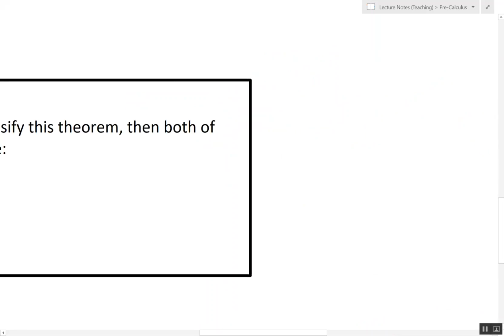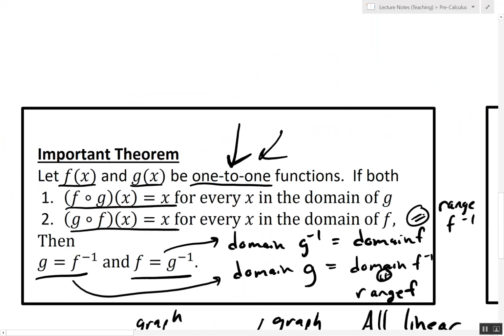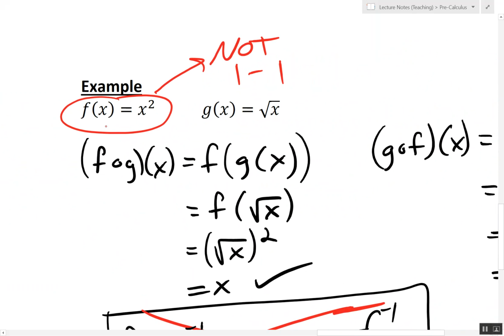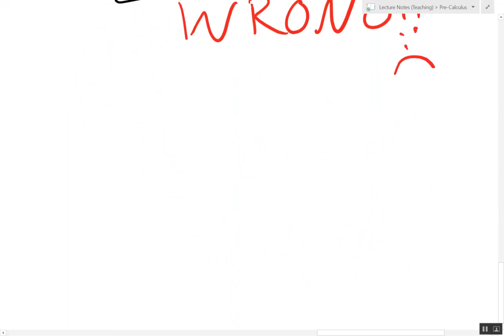This theorem only applies if both the functions you are considering are one-to-one. And since this function is not one-to-one, that theorem does not apply, and they are actually not equal. So let's see another reason why they are not equal. Remember, so why not equal?